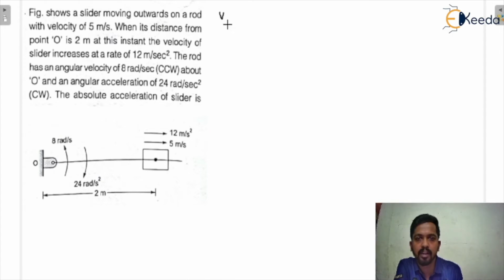So I'm going to write here the velocity of the slider, that is 5 meter per second. Now when its distance from point O is 2 meter, that is the complete distance from the slider and the fixed joint, that is 2 meter. At this instant, the velocity of the slider is increasing at the rate of 12 meter per second square. So I am going to write here the acceleration, that is 12 meter per second square, for the slider.